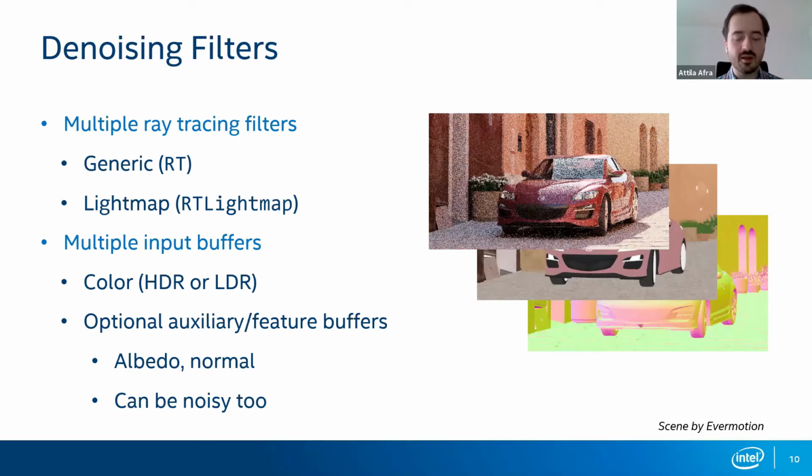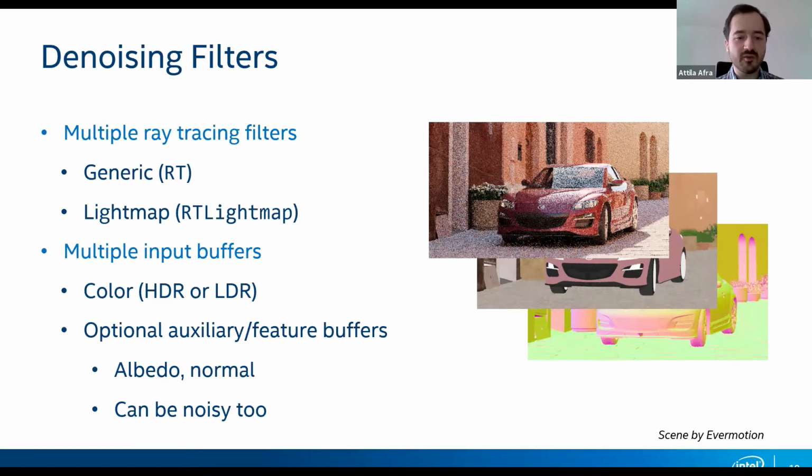These filters, specifically the generic filter, accept potentially multiple input buffers. Of course, there's the color buffer, which could be either HDR or LDR. And there are also ways to provide auxiliary feature buffers, which are completely optional. For example, it's possible to provide albedo and normal buffers, which can significantly improve the denoising quality. These buffers can be noisy as well, just like the color, so they don't have to be noise-free.